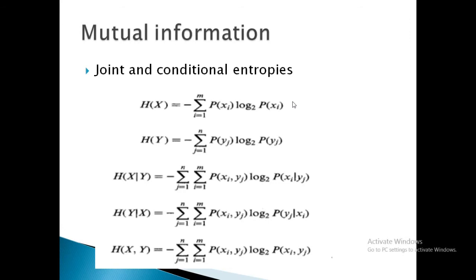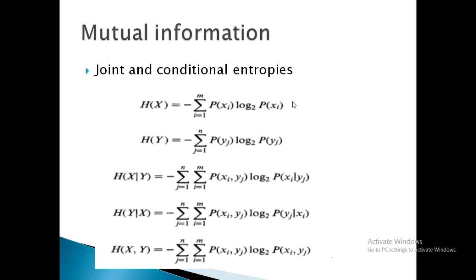Conditional entropy H of Y given X is equal to minus summation j equal to 1 to n, summation i equal to 1 to m P of xi comma yj log base 2 of P of yj given xi, and H of X comma Y is equal to minus summation j equal to 1 to n, summation i equal to 1 to m P of xi comma yj log base 2 of P of xi comma yj. Here H of X is the channel input entropy.